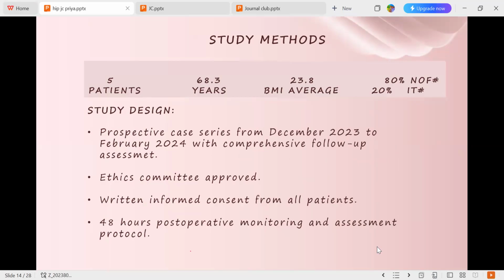So it is a case series which was done over a period of 3 months from December 2023 to February 2024. And all ethics committee approval and informed consent, everything has been done. And post intervention, they are assessing the patient for 48 hours.